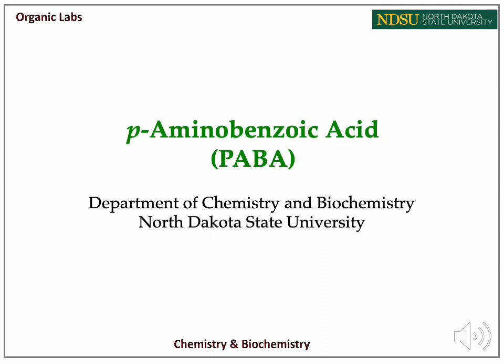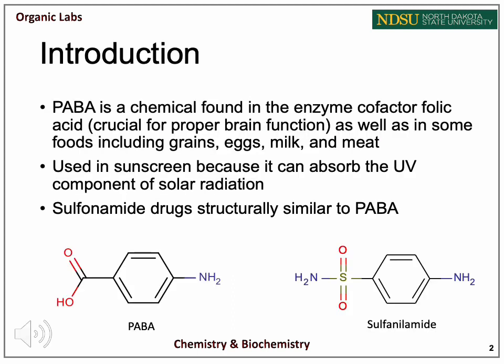The following is an introduction and procedural outline to the synthesis of para-aminobenzoic acid, also known as PABA. PABA is a chemical found in the enzyme cofactor folic acid, which is crucial for proper brain function as well as the development of the CNS during pregnancy. It is also seen in some foods, including grains, eggs, milk, and meat.